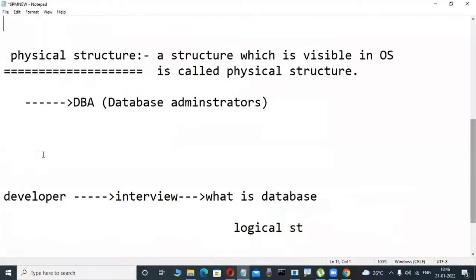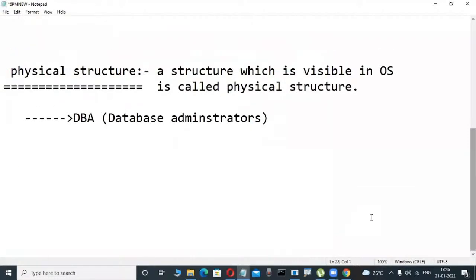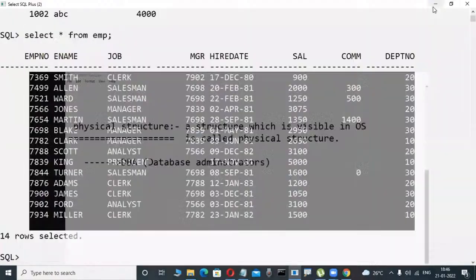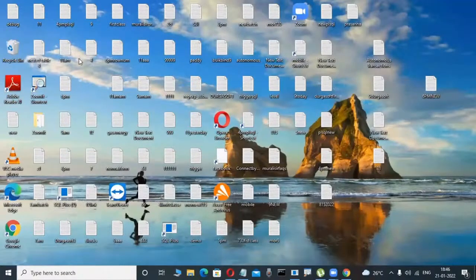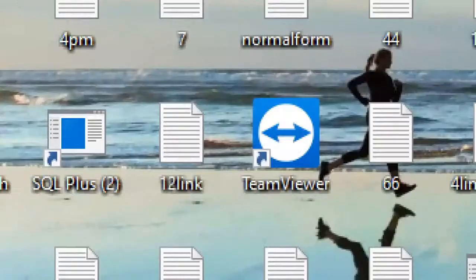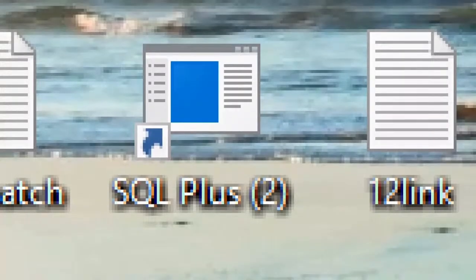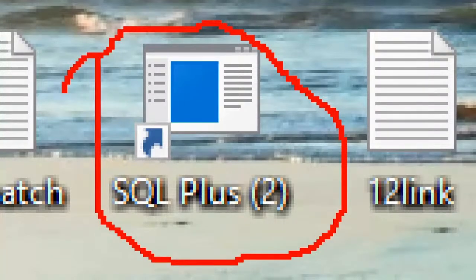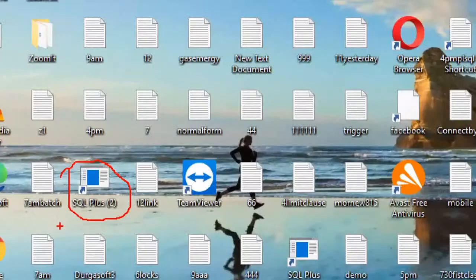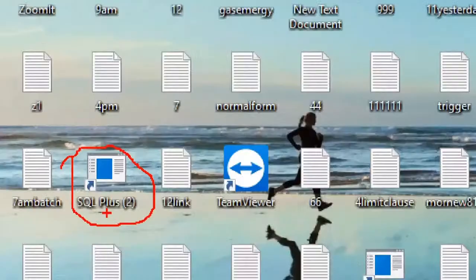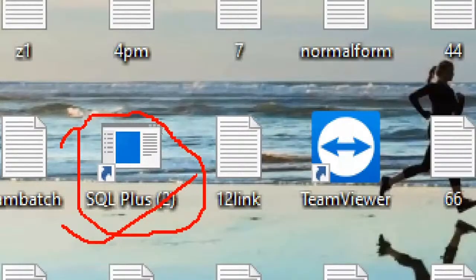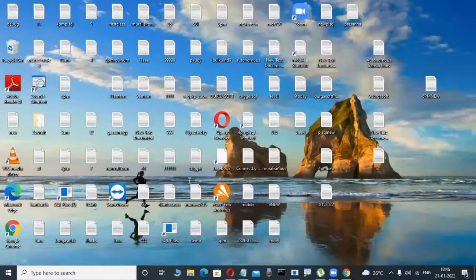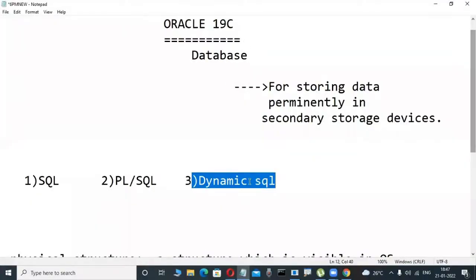Okay, fine. Now check it out. Observe it here, on my screen. What is this one? I'm installing Oracle. What is this one? SQL Plus is there. SQL is a language, you have an idea. PLSQL is a language, some coding is there. Dynamic SQL is a language. Daily we are writing code.